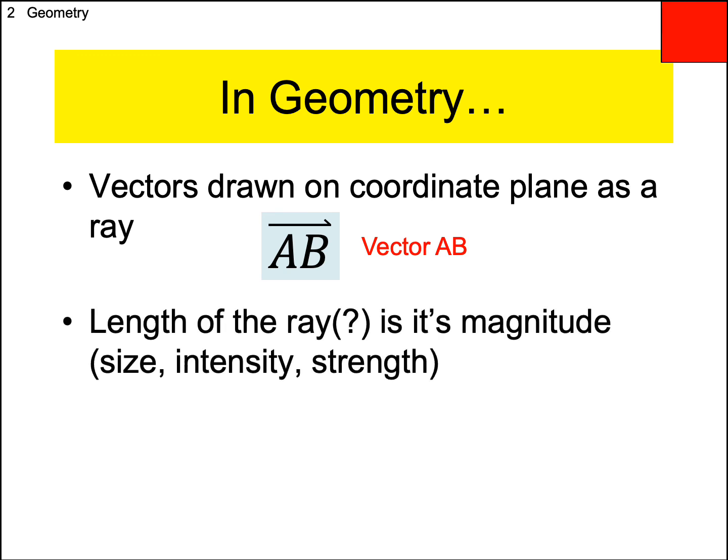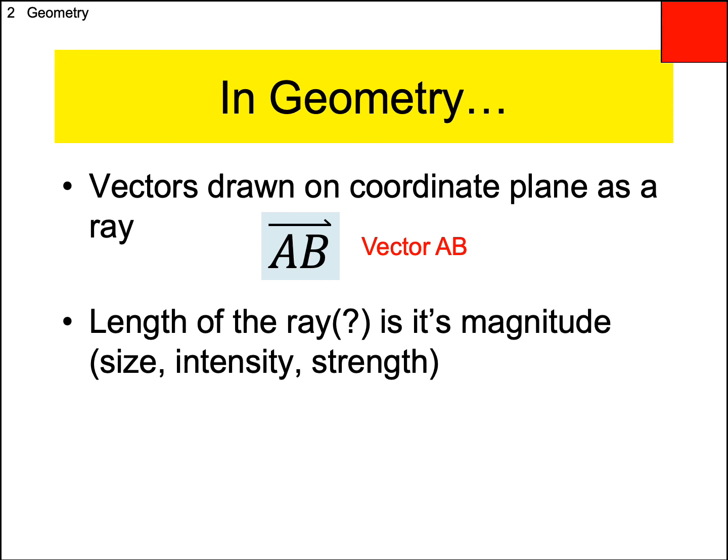So when we draw this vector on the coordinate plane, we're going to draw it as a ray. When we draw it on the coordinate plane, right, the XY axis, we're going to draw a ray, and the length of that ray tells you its magnitude, right? Little arrow, a little magnitude. Long arrow, a large magnitude, right? So the length of the ray describes the size, intensity, or strength. Any one of those words would be okay. In general, we say what's its magnitude. So a long ray, big magnitude.